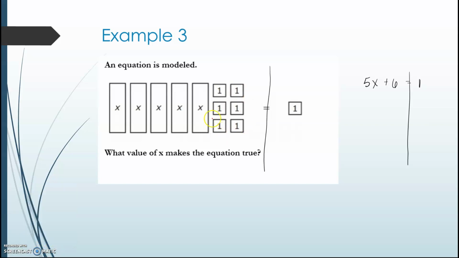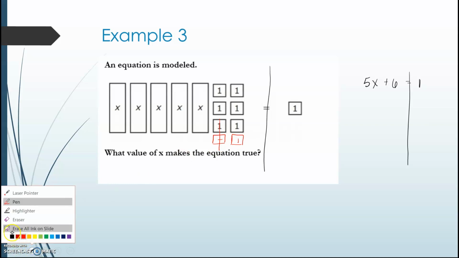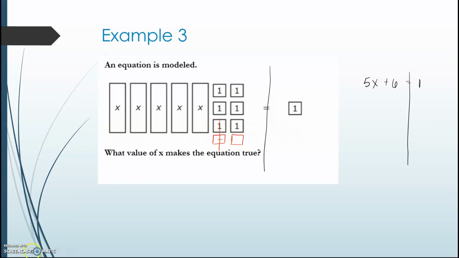I need to get rid of those so I can get my x's by themselves. I have 6 positive ones, so to cancel out a positive, I need a negative. So I have these cancel. Oops, that should be negative. 1, 2, 3, 4, 5, and 6. Now if I did that to this side, I have to do the same to the other side.